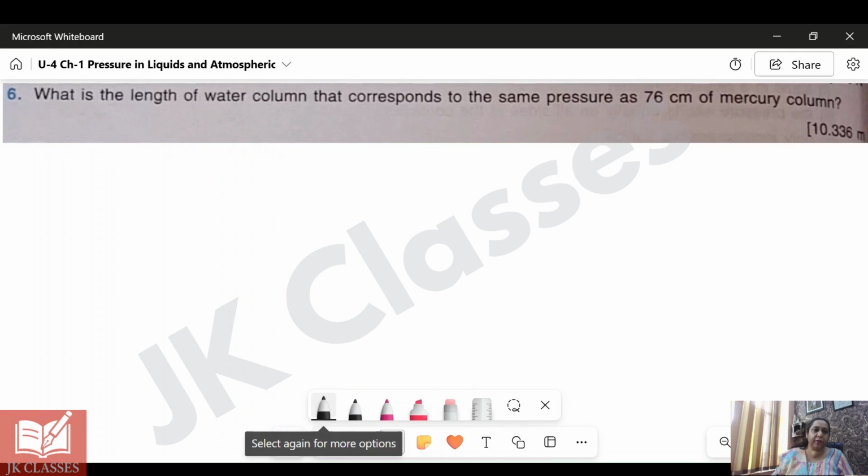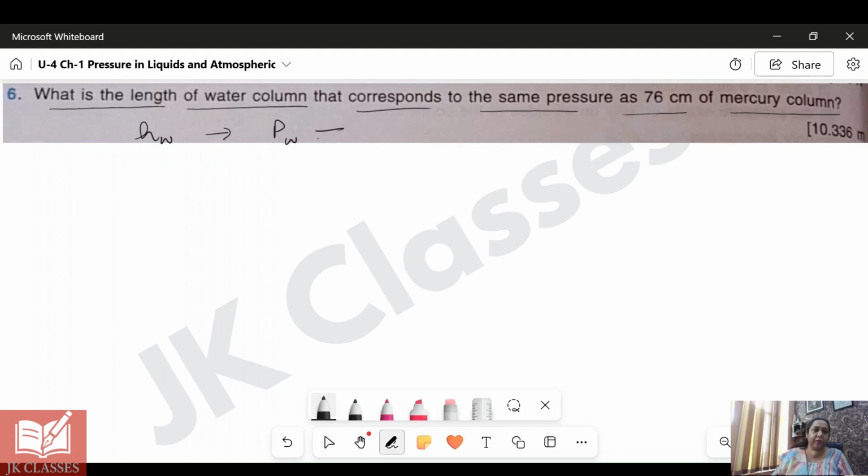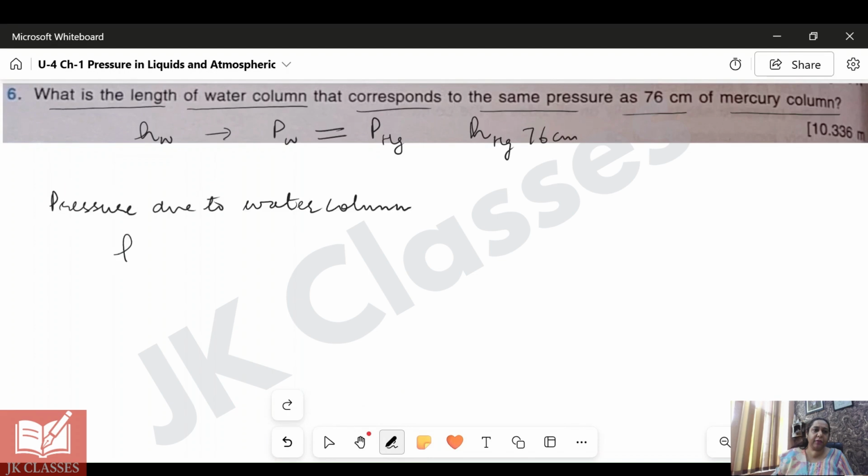The next question is, what is the length of water column that corresponds to the same pressure as 76 centimeter of mercury column? So basically this question asks you to find the length of water column which will give pressure that is same as pressure given by mercury with mercury column of height 76 centimeter. So for pressure due to water, we have height of water column multiplied by density of water multiplied by acceleration due to gravity.